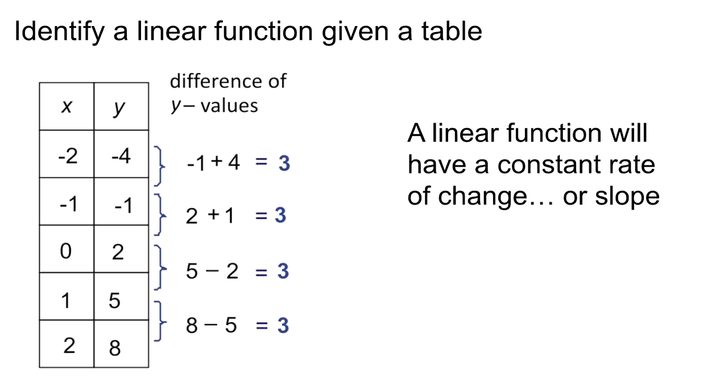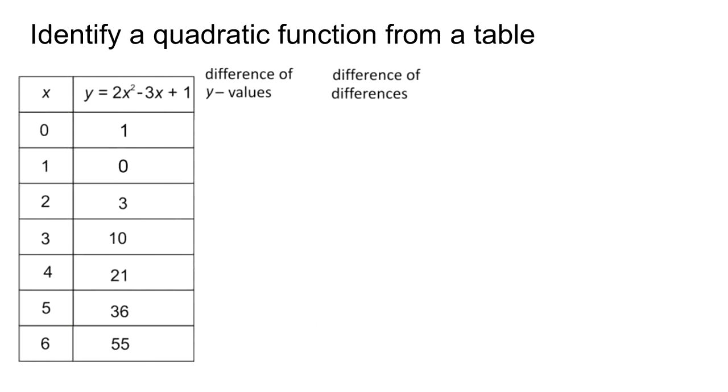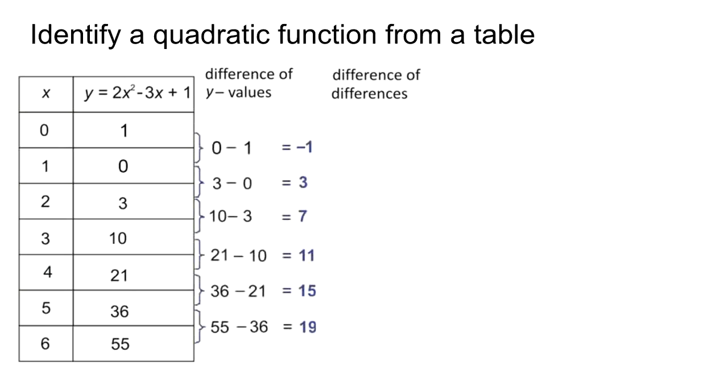So if you take a look at the y's changing, if all that's happening is you're adding the same number over and over again, then you're looking at a linear function. Now, if I want to do the same thing for a quadratic, well, when I take those y's and subtract them, what I'm going to find is I'm going to get different numbers every time. However, when I take the numbers that I got and I subtract those from the one before them, I'm going to get the same number every time. So that's a characteristic of a quadratic function.